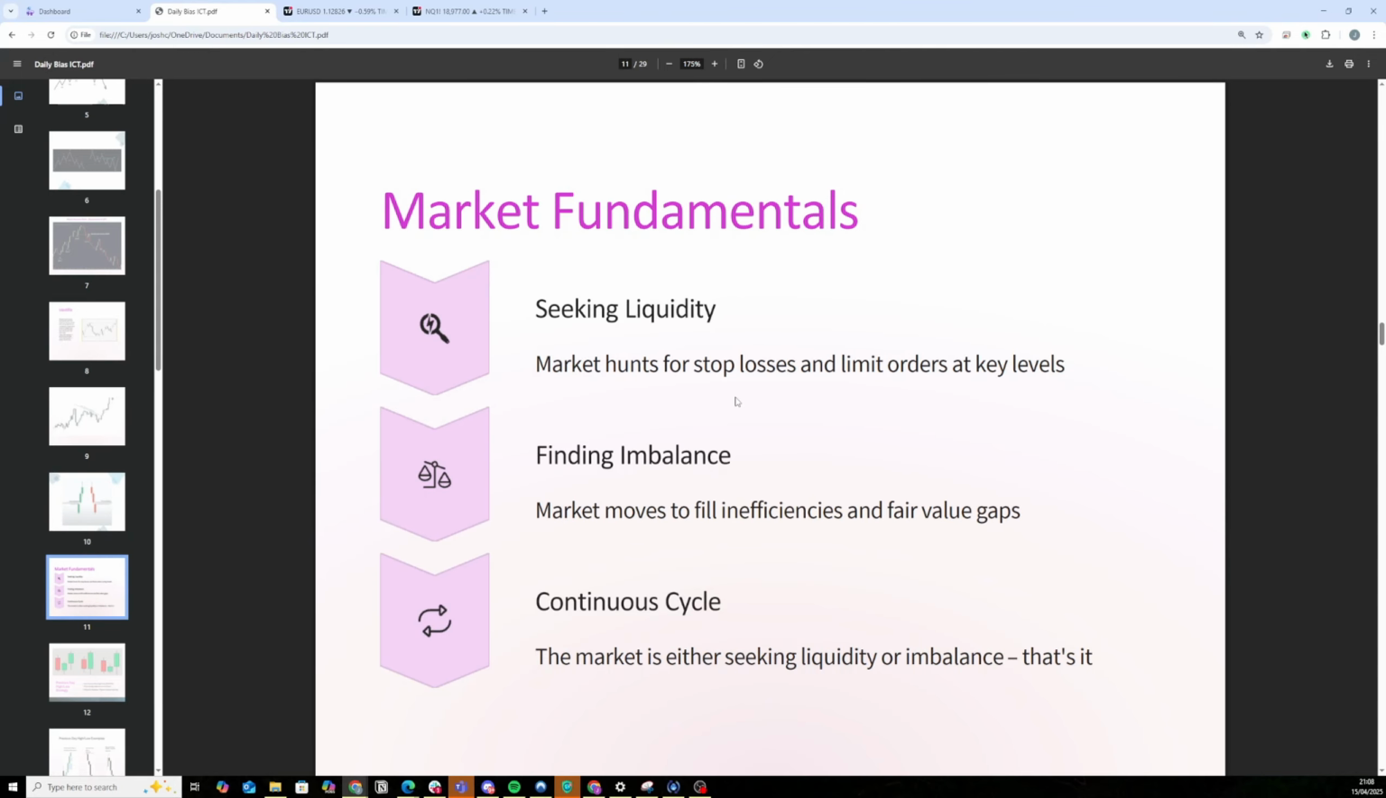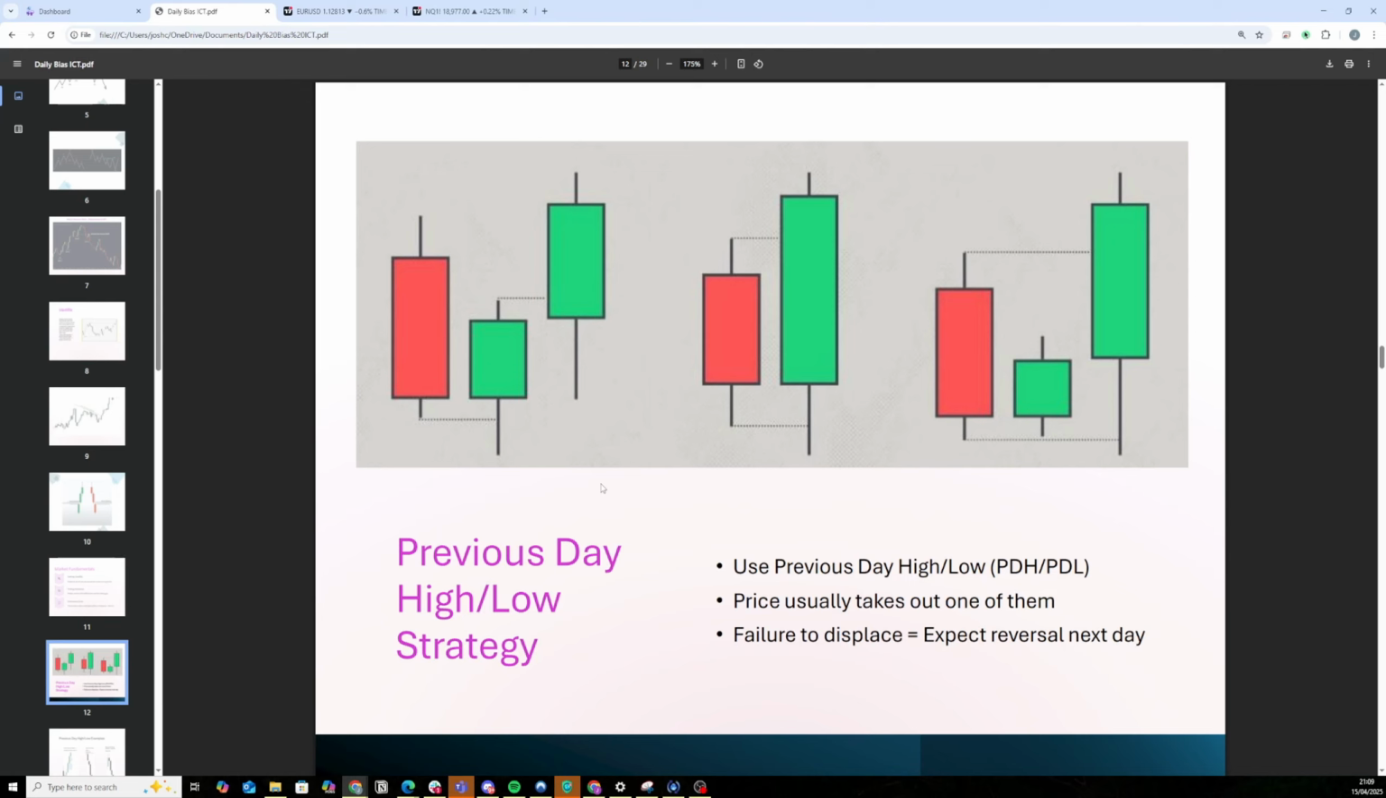In ICT terms, the market moves for two reasons. It's either seeking liquidity or looking for imbalance, and it just repeats this continuous cycle. So we're either seeking liquidity to fill orders, or we're rebalancing price, and that's essentially it. Those are the only reasons that the market moves. Now, a trick to find daily bias, which is quite effective, is using previous day highs or lows. Price usually takes out either a previous day high or a previous day low.